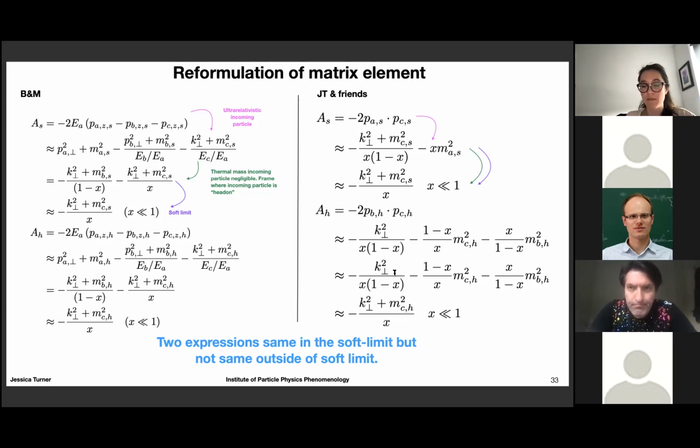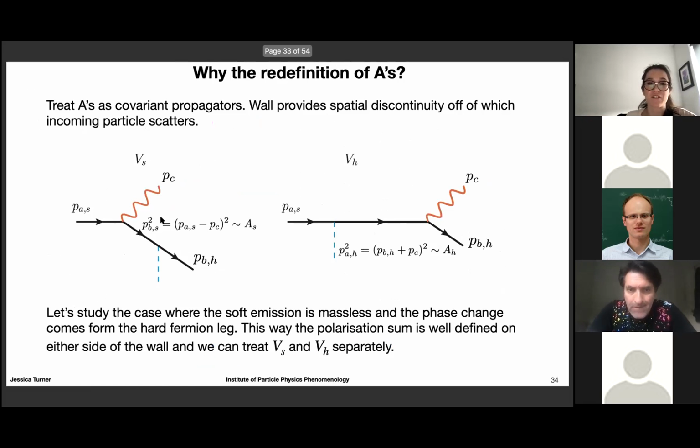And the same logic follows for AS. So as you can see, the two expressions are the same in the very soft limit. However, outside of that soft limit, they're not the same, and there are impactful differences. So why do we redefine the ASs? We do so because we want to treat the ASs as covariant propagators.